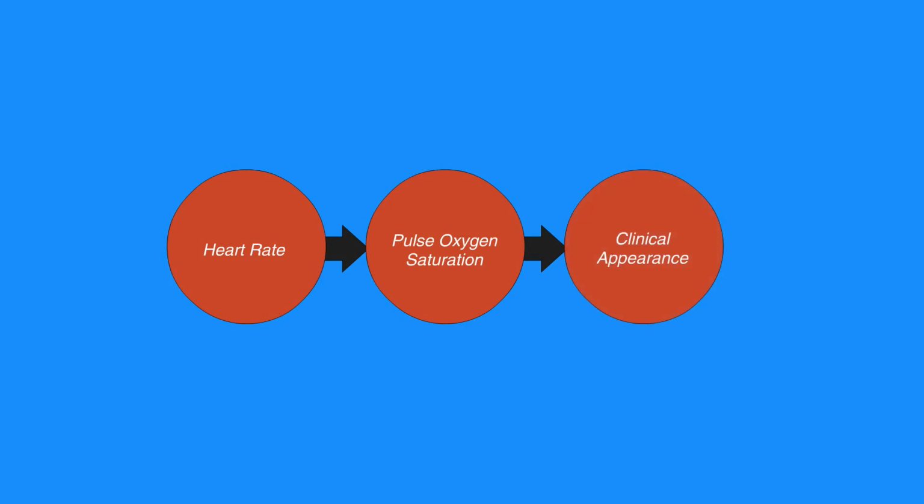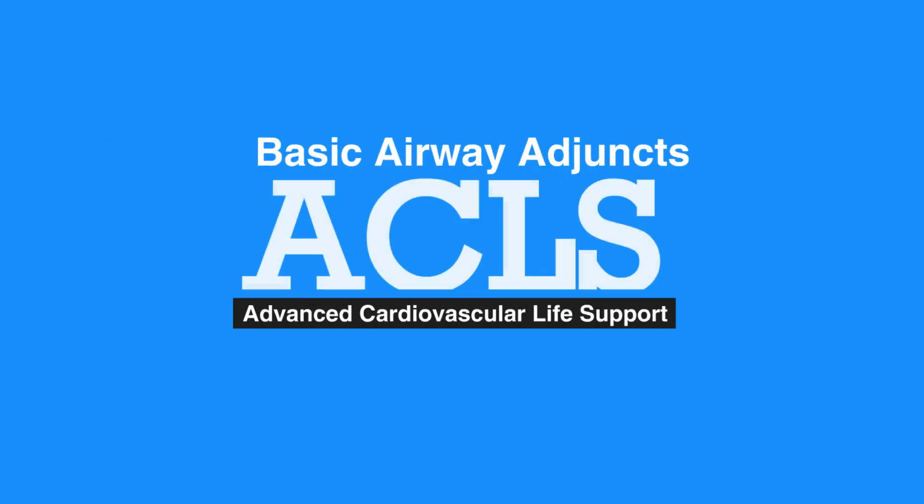Monitor the individual's heart rate, pulse oxygen saturation, and clinical appearance during suctioning. If you see a change in monitoring parameters, then interrupt suctioning and administer oxygen until the heart rate returns to normal and until clinical condition improves. Assist ventilation as warranted. This concludes our lesson on basic airway adjuncts. Next, we will review basic airway techniques.